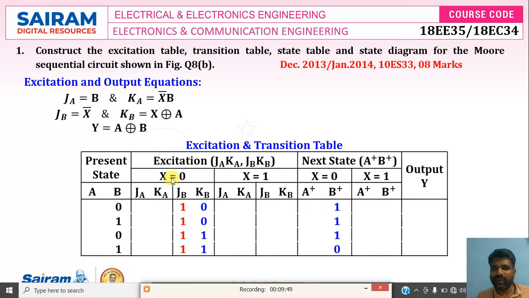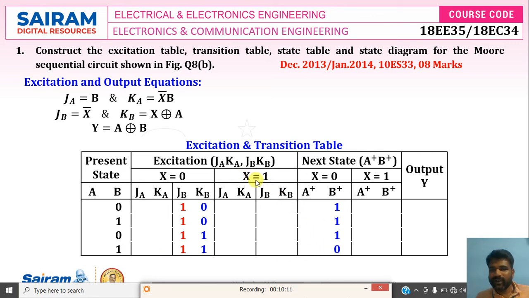Then consider JB, KB to write B plus when x is equal to 0. Here x is equal to 0 and the present state is B. So it is 1 0, irrespective of present state, it enters the set state. Again 1 0, so set. Here it is 1 1, which toggles the present state. Here present state is 0, next state is 1. Again 1 1, present state is 1, next state is 0.